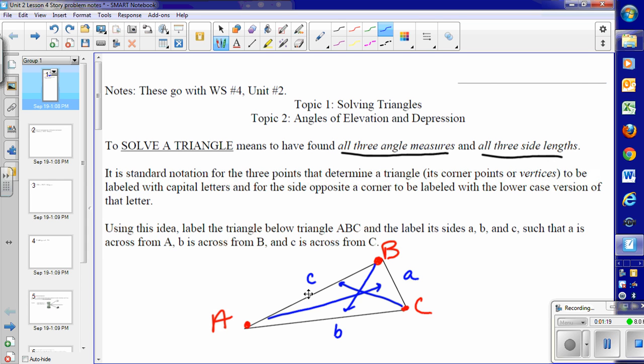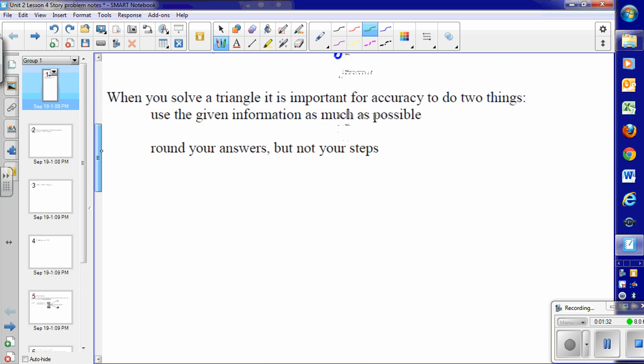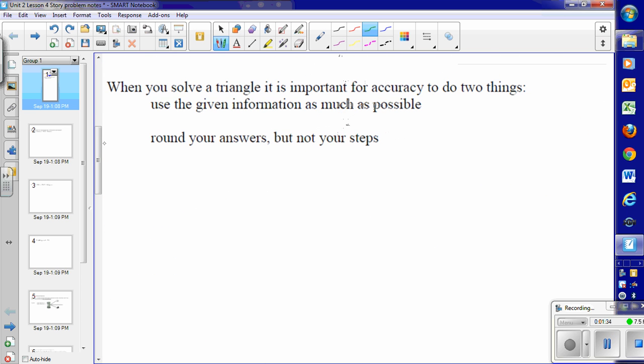That's a little hard to tell with the C's because they're kind of the same shape when you're writing it by hand. So just be aware of what things are what. It's easy to be aware because you know that capital letters go with angles or points and lowercase letters go with sides. It's really important that when you solve a triangle, you do 2 things to be accurate.